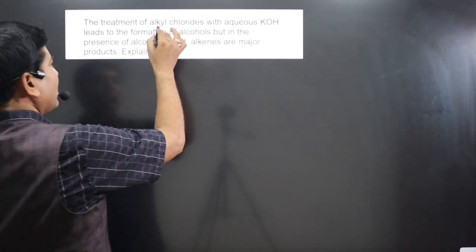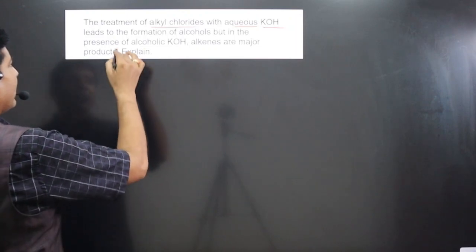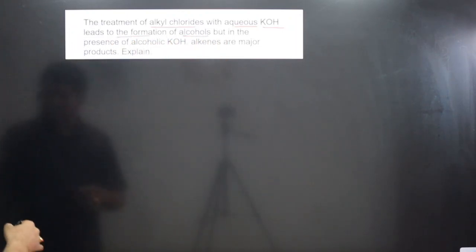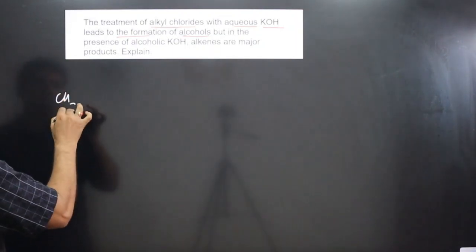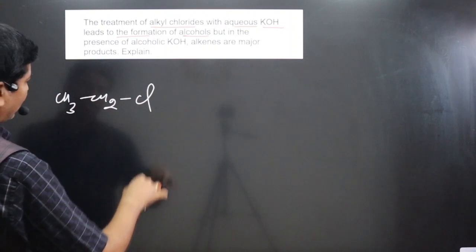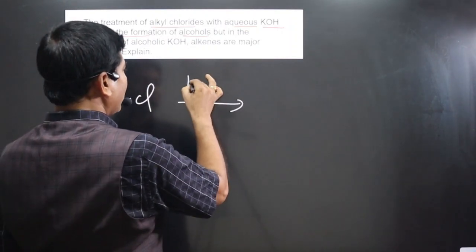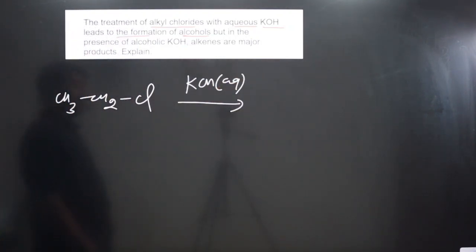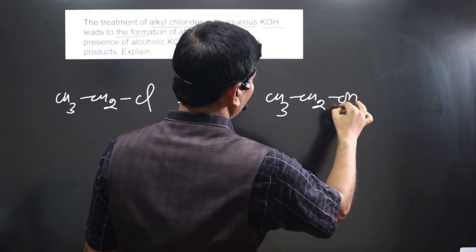The question says the treatment of alkyl chlorides with aqueous potassium hydroxide leads to the formation of alcohols. Let me write the chemical reaction. When alkyl chloride, let's say we have CH3 CH2 Cl, alkyl chloride, is treated with potassium hydroxide in aqueous medium, alcohol is formed. We get CH3 CH2 OH.